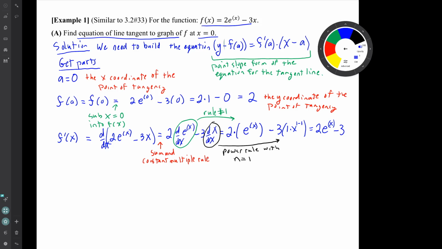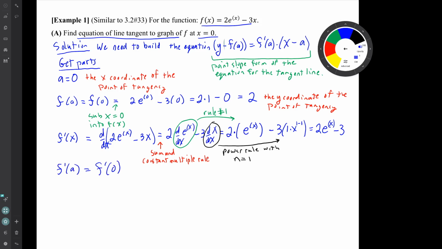Now that's our derivative, but remember what we're after is the slope of the tangent line. The derivative is not the slope of the tangent line. The derivative is a function that can be used to get the slope of the tangent line. The slope of the tangent line is this thing, f prime parentheses a. That's the part that we're going to get now.